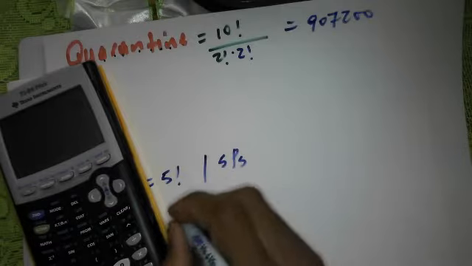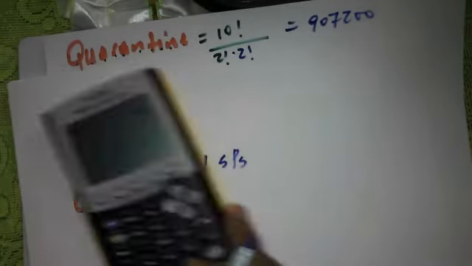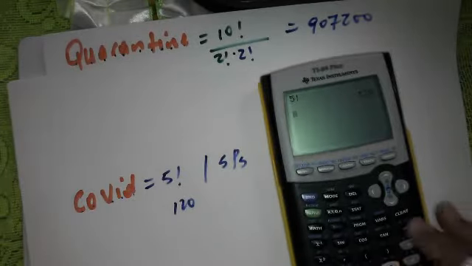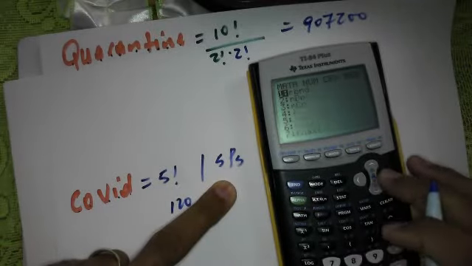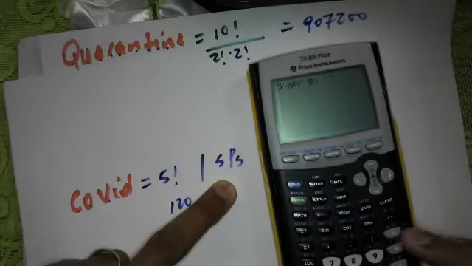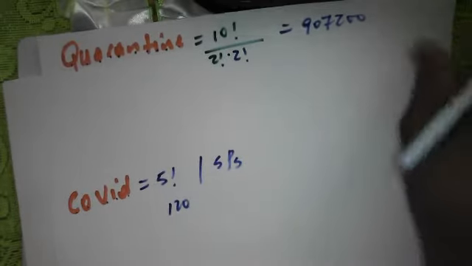And that is 120. Okay? That is 120. Or of course, if you had used this here, it would be 5P5, and that would still give you 120. Okay? Now let's look at the combination part of it.